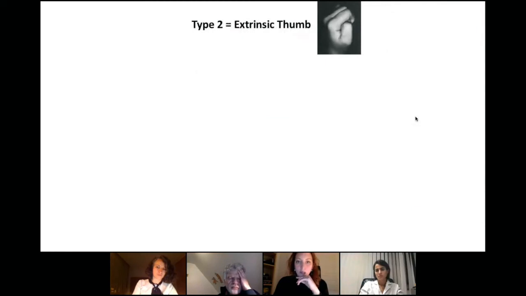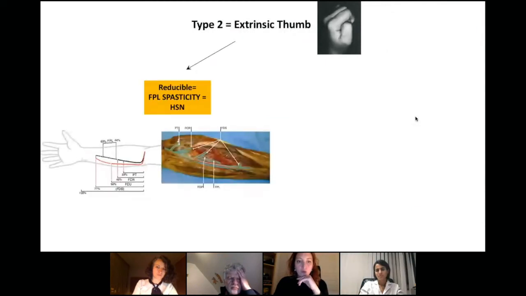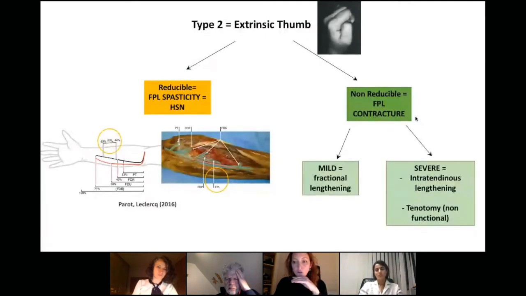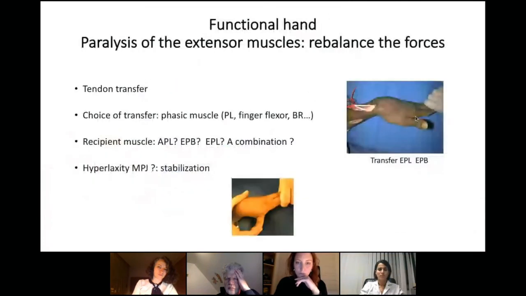For the type 2 in extrinsic thumb, if reducible, we can perform a FPL HSN. This has been described in an article written by Katharina Parot and Caroline Leclerc. And if it's not reducible, there is an FPL contracture. We can perform either fractional lengthening in case of mild contracture, or intratendinous lengthening or tenotomy in non-functional hands in case of severe contractures.